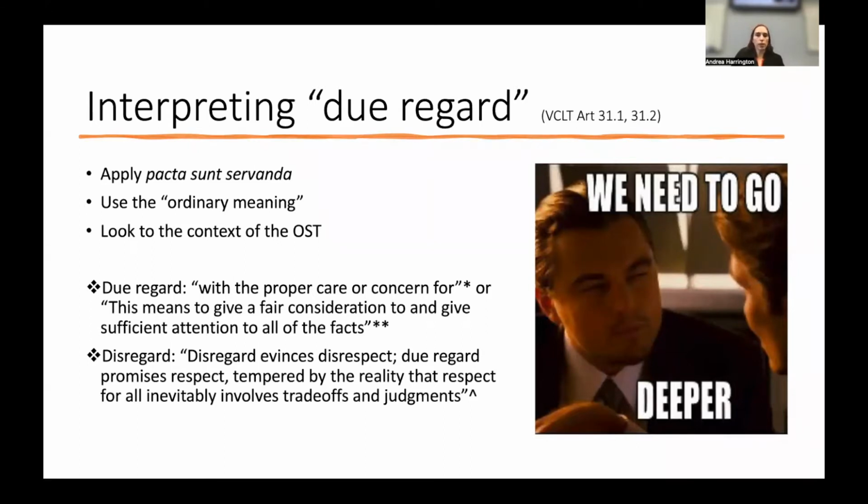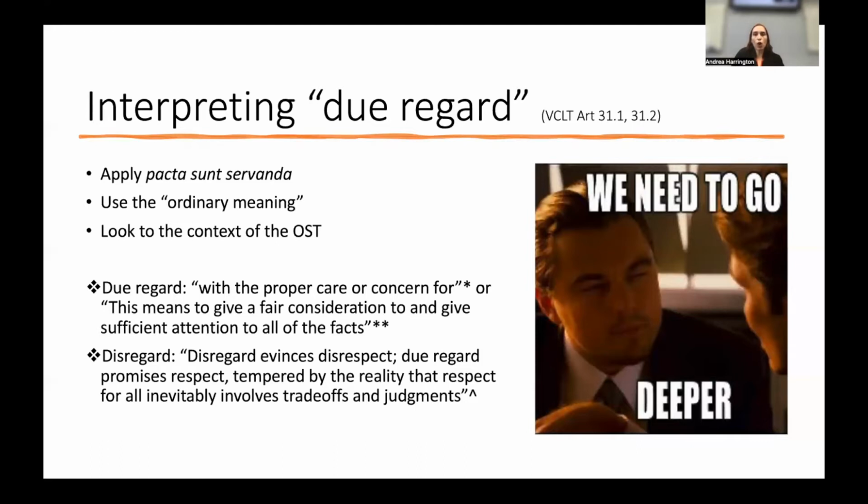So with that in mind, when we start our analysis of the due regard principle, we see that in a general dictionary definition, Merriam-Webster, due regard means with proper care or concern for, right? And then in Black's Law Dictionary, specifically in a legal context, although specific to common law jurisdictions rather than international law, but still a helpful guide when we're thinking about what this rule might mean, to give fair consideration to and give sufficient attention to all of the facts.